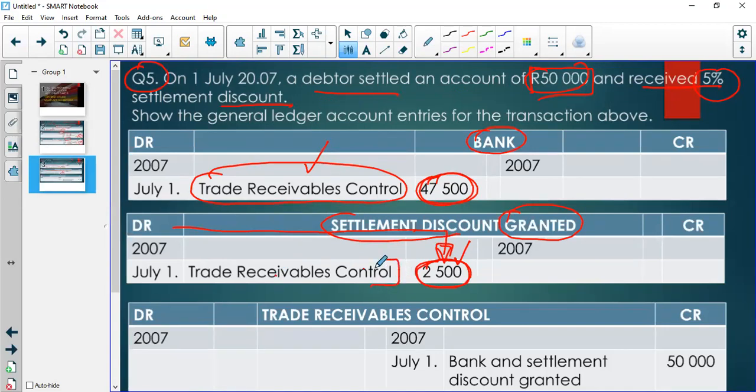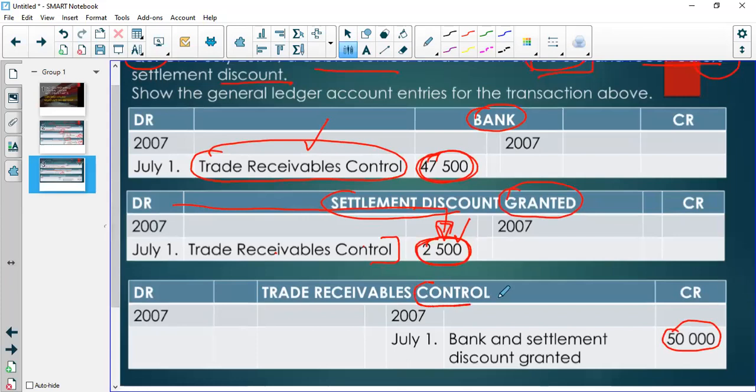So in the trade receivables control, we put in the full amount that was settled, not necessarily paid, but settled, the full amount that was owing, for which we say, okay, we will cancel that amount. Pay us this, and the difference is fine. You may not pay. So when we come to the control account, we put in the full amount. Right? So in this case, this was trade receivables control. Somebody owes us, right? So this is our asset. Now we are reducing this asset by 50,000. So we make a credit entry in the account. And we say the debit entry was made to bank and settlement discount granted. So that's how we do the balancing.